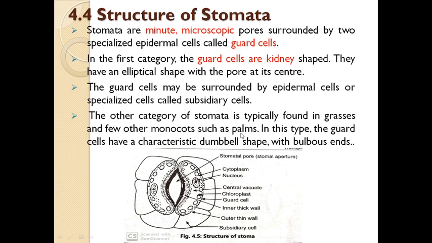The other category of stomata is typically found in grasses, specifically in monocot plants and a few other monocots such as palms. In this type, the guard cells have a characteristic shape. In dicots the guard cells are kidney shaped, but in monocot stomata the guard cells are dumbbell shaped with a bulbous end, which is a characteristic feature of that stomata.